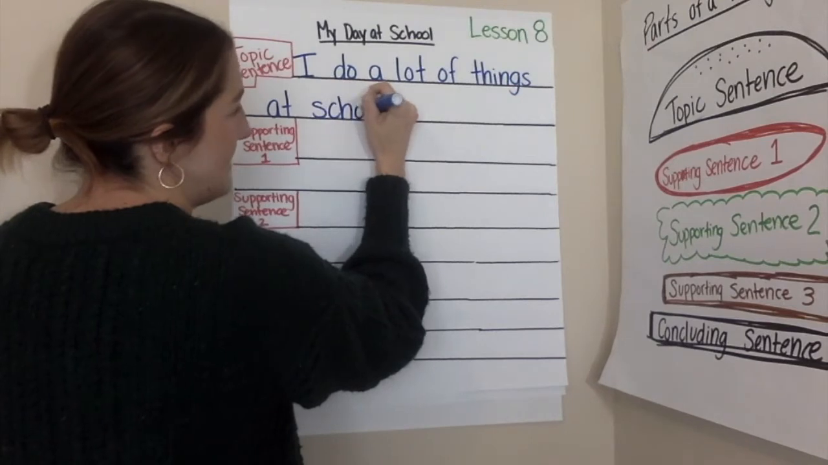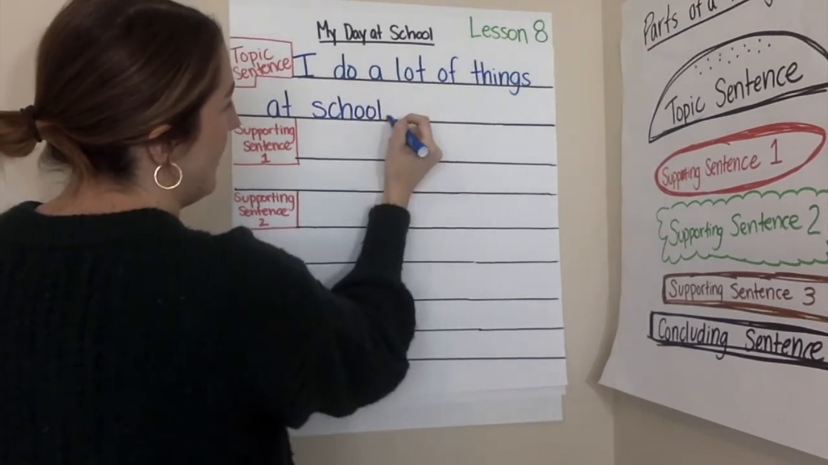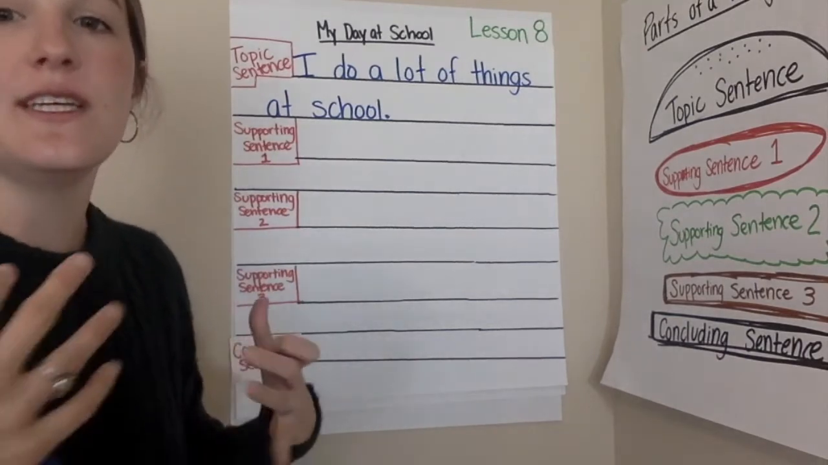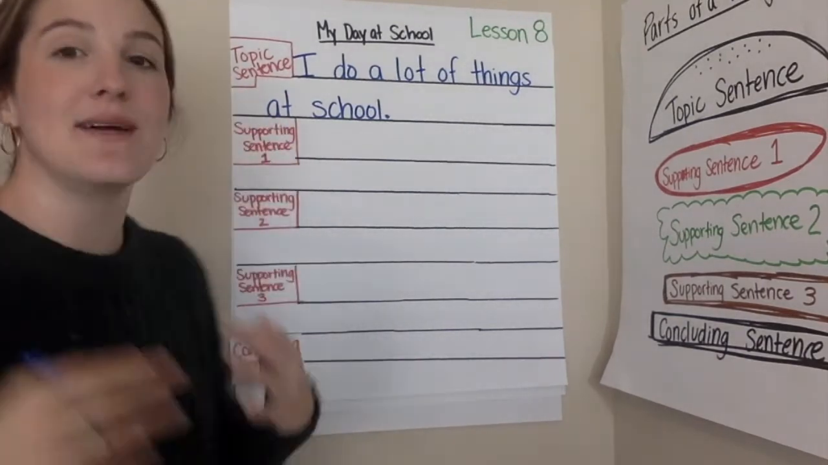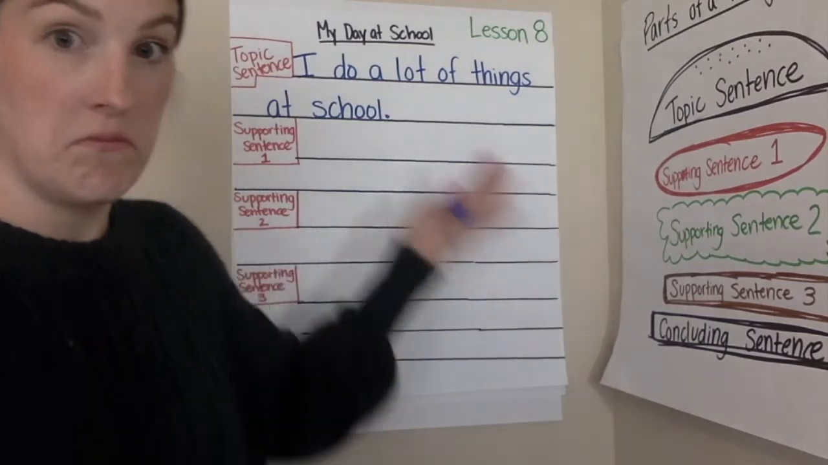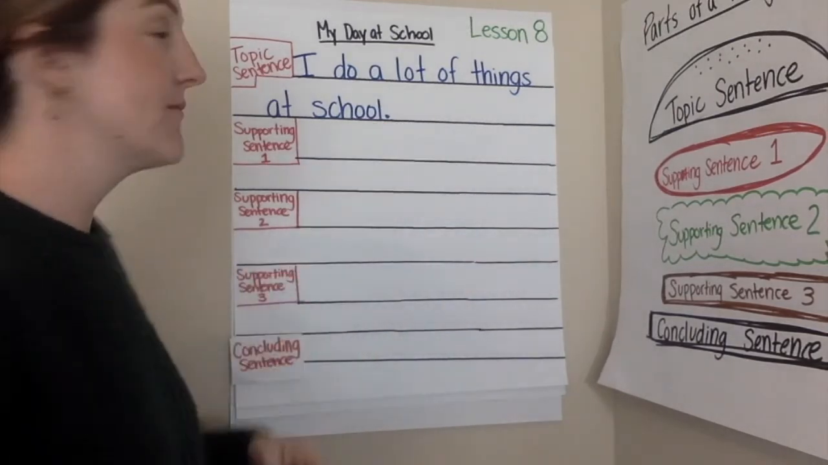I'm rereading my sentence to make sure it makes sense, and I add a period. So I am introducing this topic. That's why it's my topic sentence. I'm letting my readers know I'm going to talk about the different things I do at school.